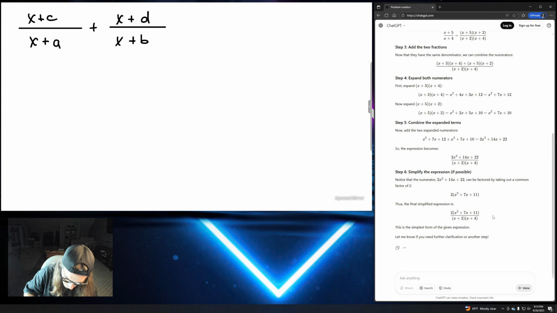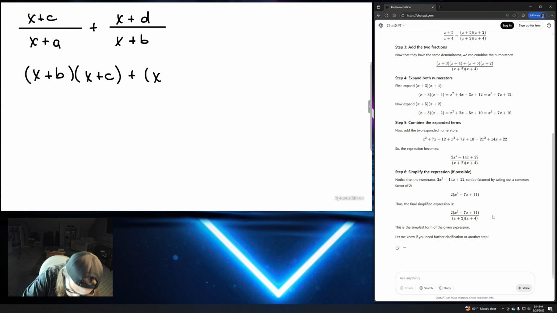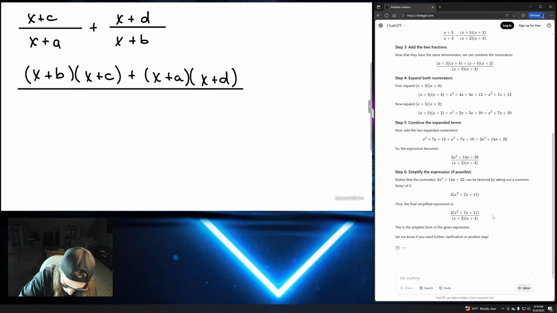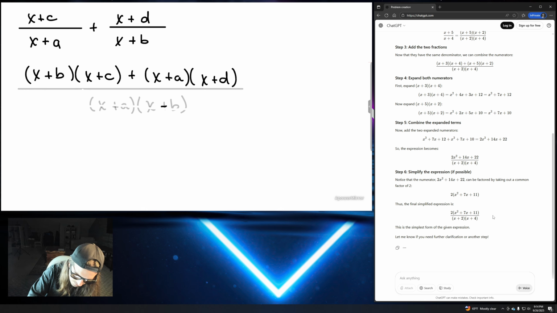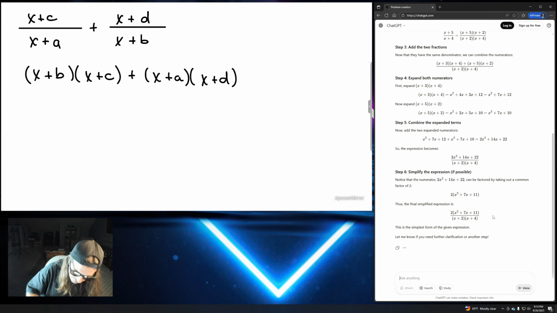So I would cross multiply essentially. So I'd do x plus b times x plus c plus x plus a over x plus d. And this would now all be over the least common denominator of x plus a times x plus b, right? But if you're familiar with these types of problems, we're really only going to work the numerator down. So I'm going to go ahead and just ignore the denominator. We're not going to need it. Let's just work this down and see what happens.